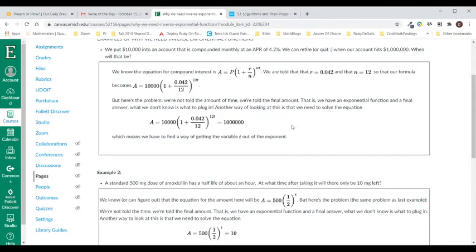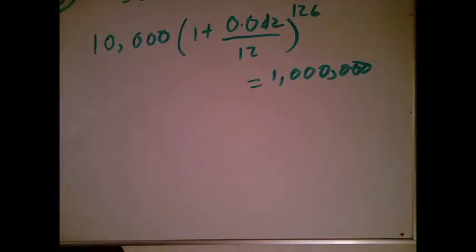Meanwhile, what I'm going to do is take that equation that says 10,000 times 1 plus 0.042 over 12, to the 12t, equals $1 million. All right, I'm going to switch over to the whiteboard so I can try to solve this the way we just did. Okay, so there's our equation.